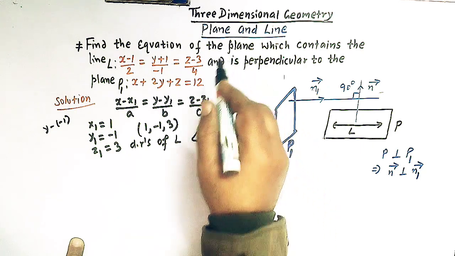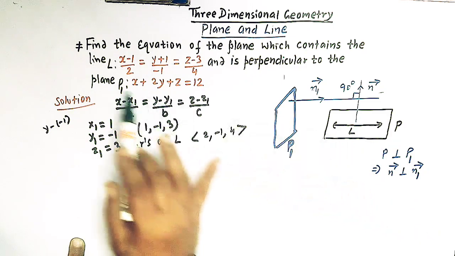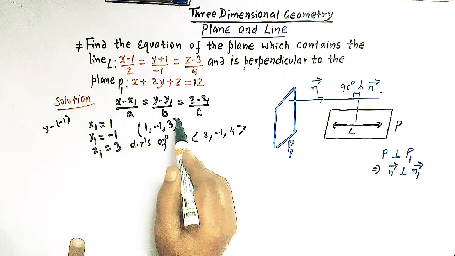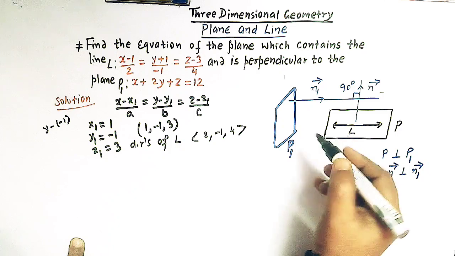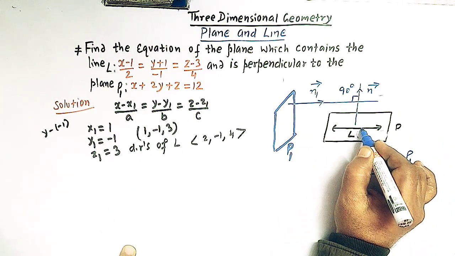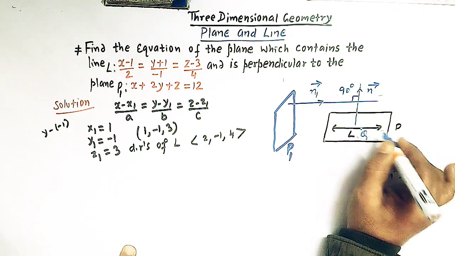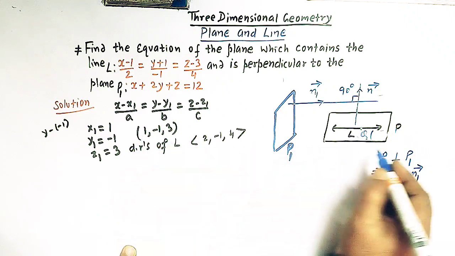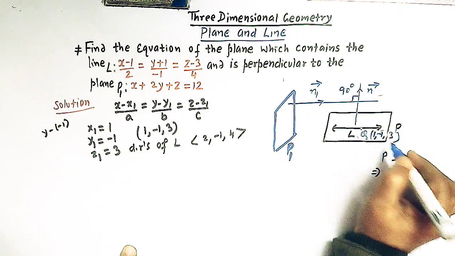Now in the given problem we are given that the plane P contains the line L, and this point lies on the line L. So this point must lie on this plane P, because this line lies on this plane P. So we can take a point, say Q, which lies on the line and on this plane P. This point Q has the coordinates (1, minus 1, 3).